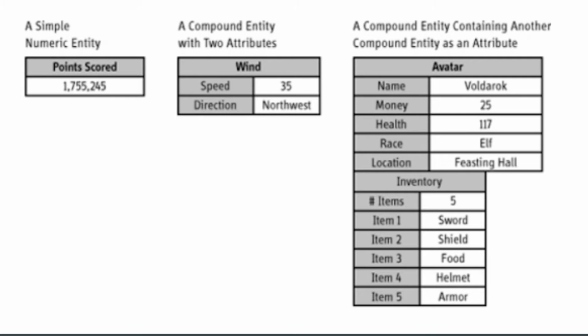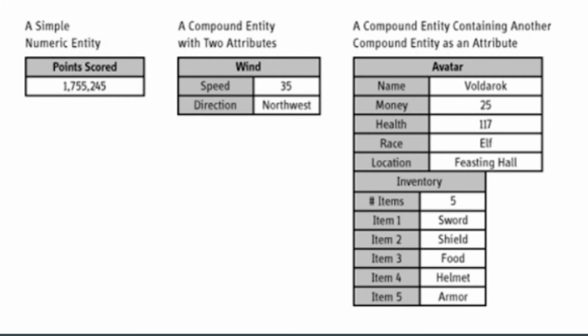And then they mapped out the avatar for you. Here's a compound entity containing another compound entity containing even more compound entities, which I was talking about on the other side. So you have the avatar. The avatar has a name, he has money, he has his current health, he has what race he is, he has where he is, his location. Then he has his inventory, he has 5 items, but inventory itself is an attribute, but it's an entity. So what is in his inventory? Well, he has a sword, shield, food, helmet, armor, and you could go on. And then we know that there's different types of swords, different types of shields, different types of food, different types of helmets. So it gets complicated pretty quick, but if you can map it out in little charts like this, it really helps your programmer know how to code the game.